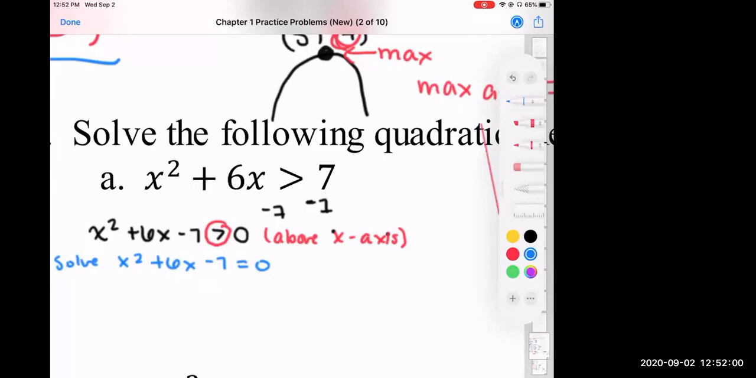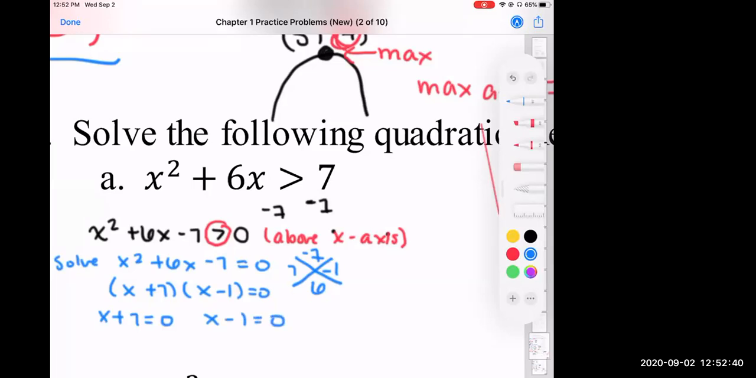Let's see if we can factor this. My leading coefficient is 1, so I want to see what numbers multiply to give me -7, but add to give me positive 6. So 7 and 1 work. I can make my 1 a negative, so that 7 times -1 is -7, and 7 plus -1 is 6. Cool. So this factors to be x plus 7 and x minus 1. We set each one equal to 0. So x plus 7 is equal to 0, x minus 1 is equal to 0. We solve for x. Minus 7, I get x is equal to -7. Plus 1, x is equal to 1. So these are my zeros.